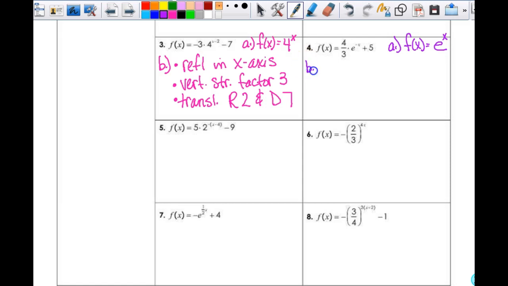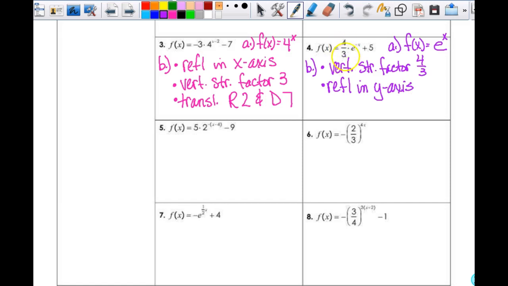So then my b part, that 4/3, does that affect x or y? Y, right? So that means it's going to be a vertical, is that going to be a stretch or compression? Stretch, because it's bigger than 1. Yeah, just because it's a fraction doesn't mean it's a compression. So this is a vertical stretch factor of 4/3, because it is bigger than 1. Then that negative on the x means I'm going to have a reflection where? Good, in the y-axis.